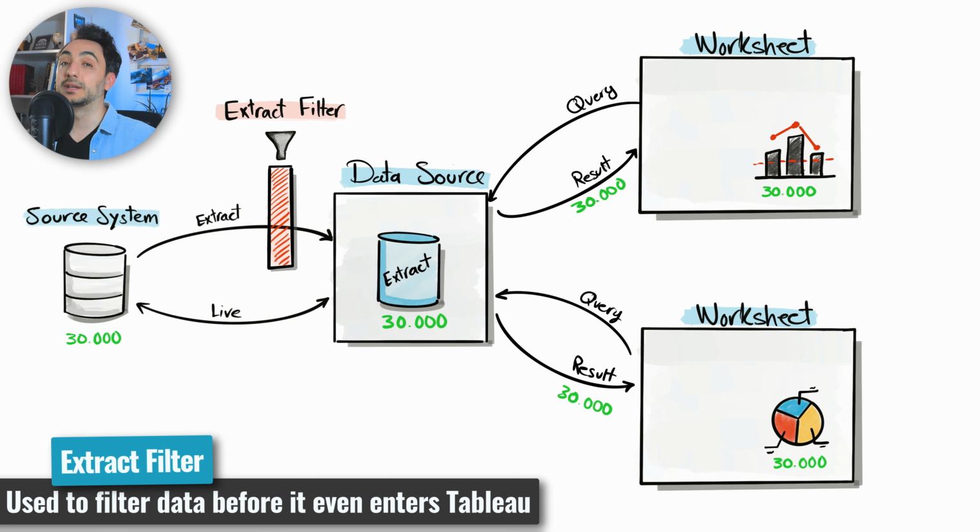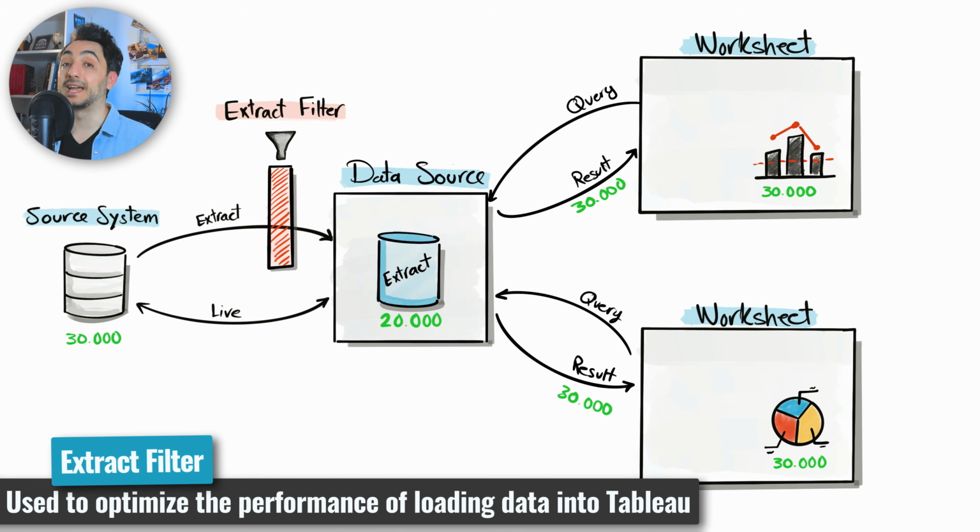So for example, if we are using the extract filter, instead of having the whole amount of data in the data source, we might have only 20k of records. The main purpose of the extract filter is to optimize the performance of loading data into Tableau. Sometimes you might be in a situation where loading the extract or refreshing the extract in the Tableau data source takes a very long time. Here we usually go and create the extract filter in order to get rid of all unnecessary data and remove it before it even enters Tableau.